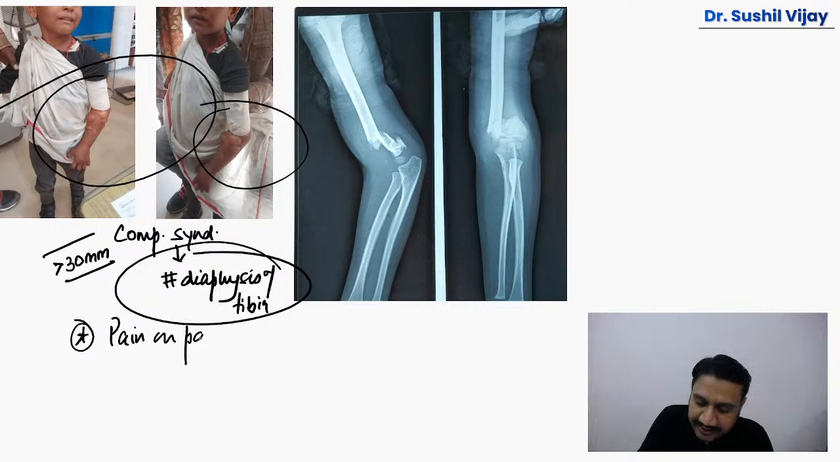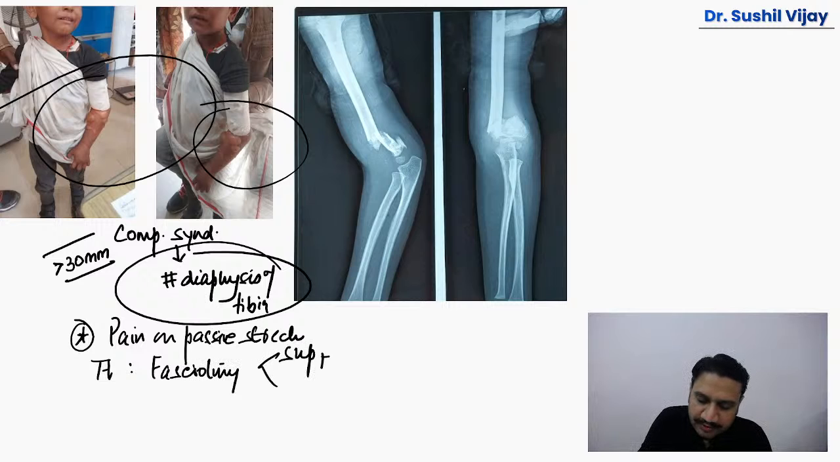It is pain on passive stretch. All right, the pain on passive stretch. And as a part of treatment of compartment syndrome, please remember, we have to go for fasciotomy, and this fasciotomy has to be superficial plus deep. Both the fascias have to be resected.